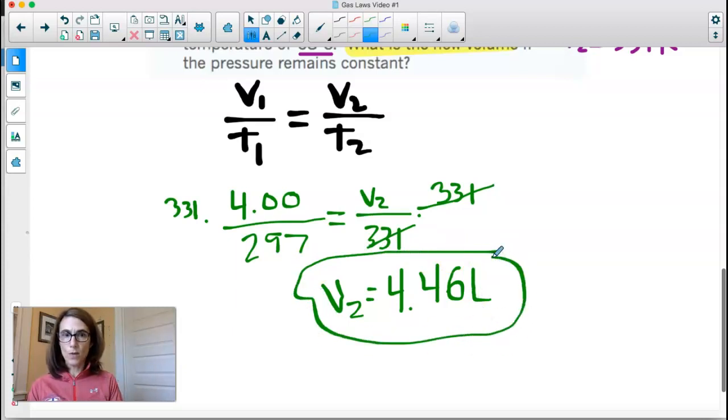Okay, so that is your introduction to the gas laws. Boyle's law, P1V1 equals P2V2, and Charles' law, V1 over T1 equals V2 over T2.